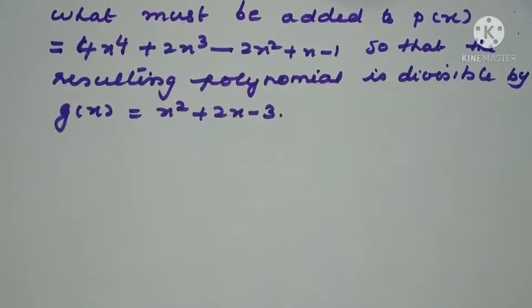What must be added to p of x equal to 4x raised to 4 plus 2x cube minus 2x square plus x minus 1, so that the resulting polynomial is divisible by g of x equal to x square plus 2x minus 3? So division algorithm we should think here.